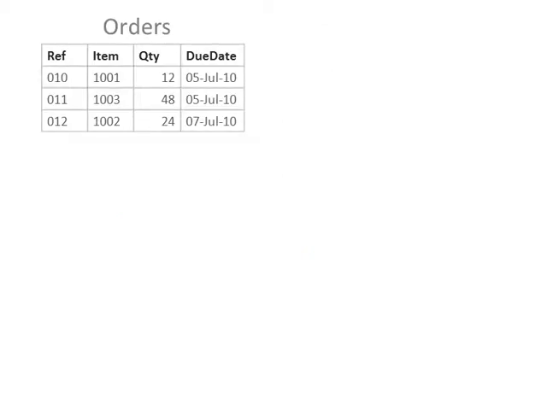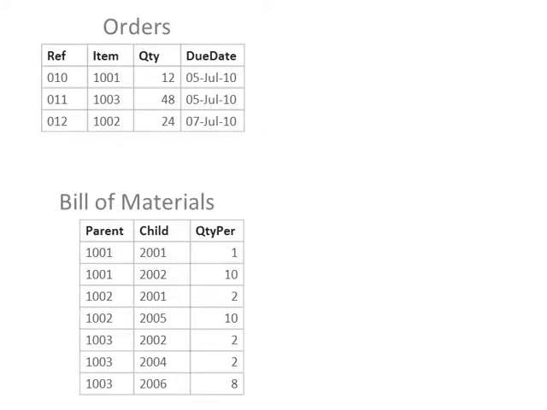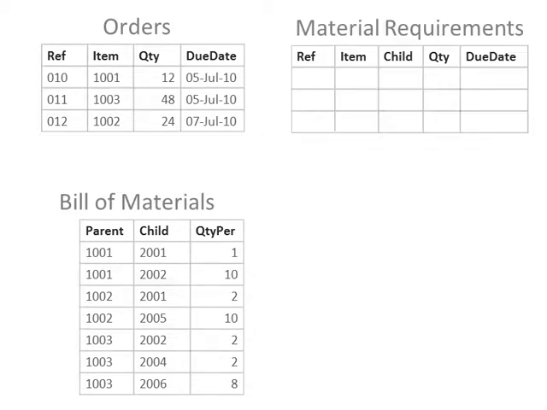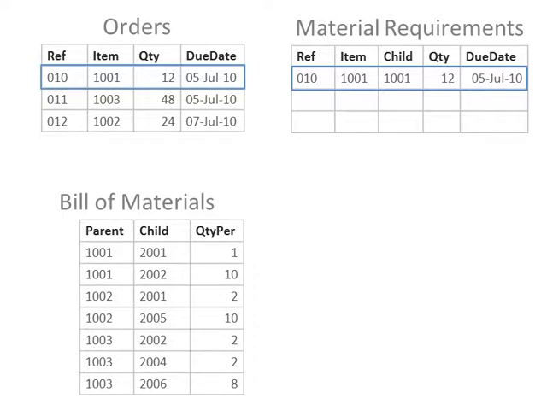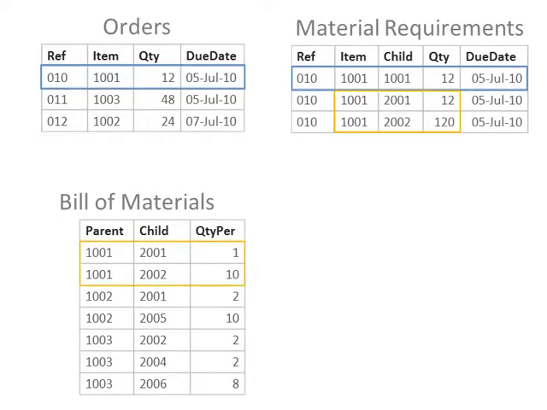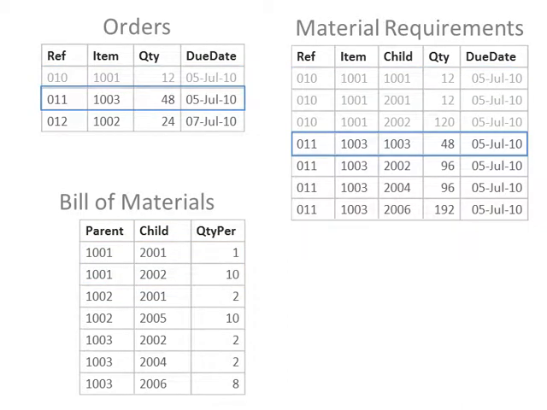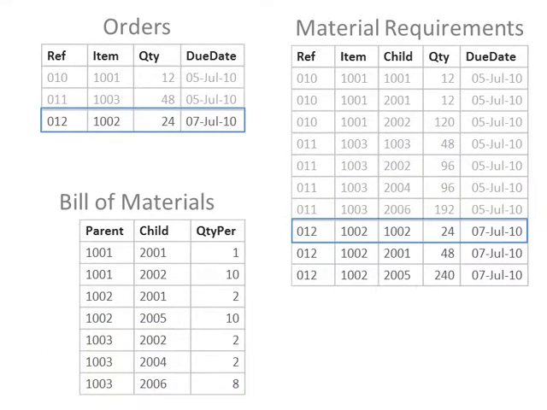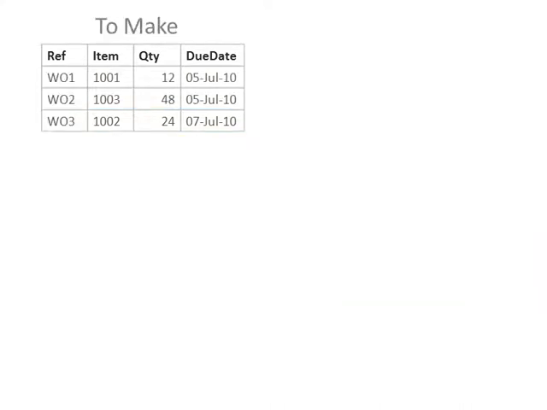Here is a bill of materials explosion. We're going to explode a list of orders with a flat bill of materials table. The result is a material requirements list that includes both dependent and independent demand. The first record is the parent item itself. Then the order records are repeated and multiplied by the bill of materials table. Here's the next order line and the dependent demand for all the child parts, and so on for every record in the order table.